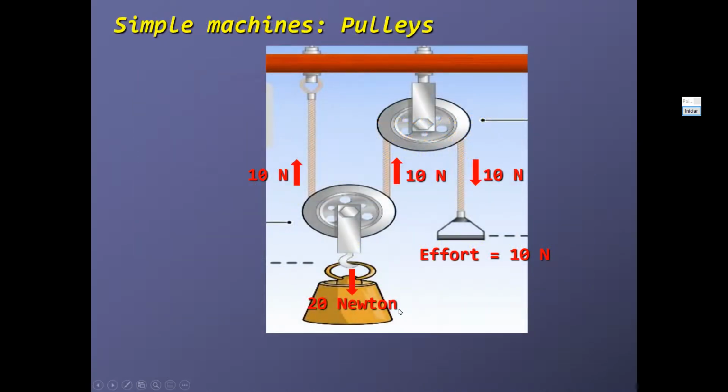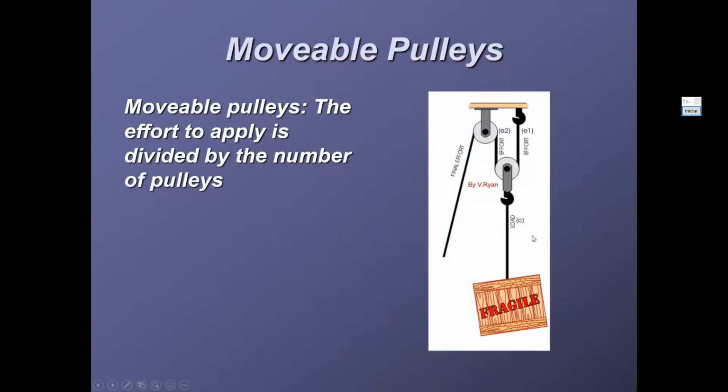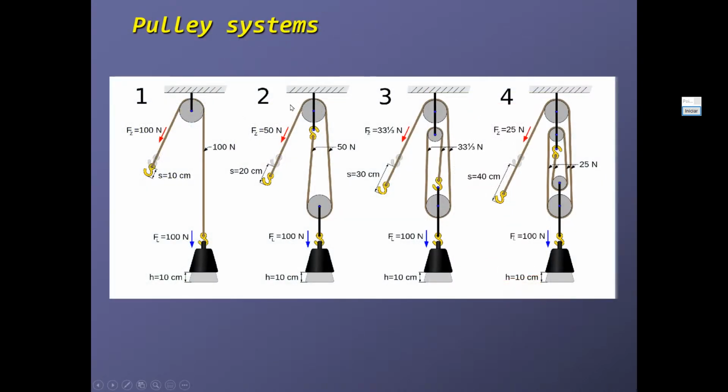For example, if you have 20 Newton as a force here, you have 10 in this rope, 10 in this rope, therefore the effort to apply is 10 Newton. So you are dividing, in this case, the effort by 2 because you have two pulleys. This is the example. You divide the weight. So if you have more pulleys, you are reducing even more the effort you have to apply.